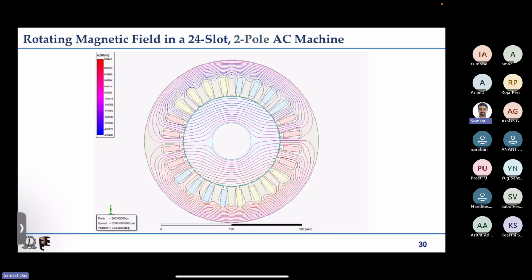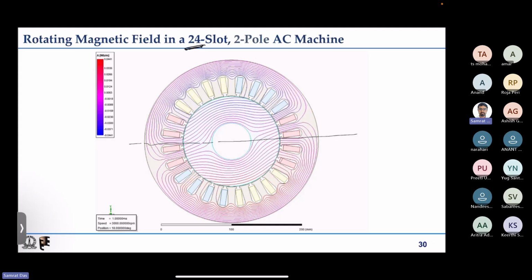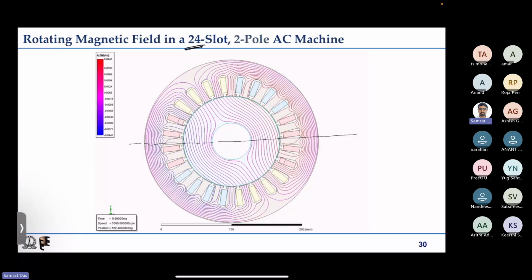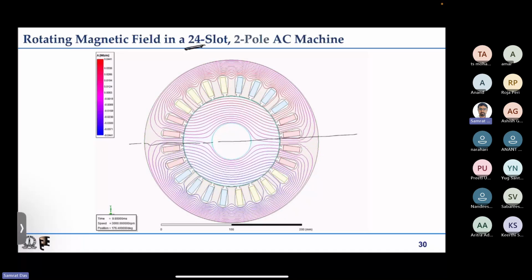So this is the animation of the 24 slot case. It still has two poles only. So you can look at that we have one single magnetic axis. That means one side it is north, another side it is south. Now if I run the animation, we'll be able to see that it is rotating. You can also see the smoothness in rotation.